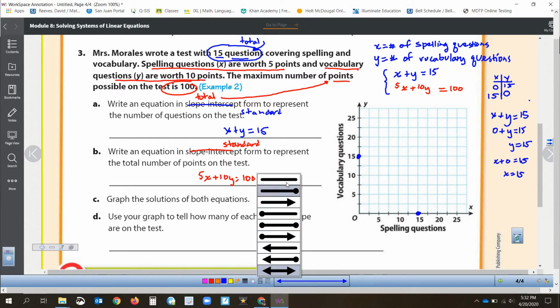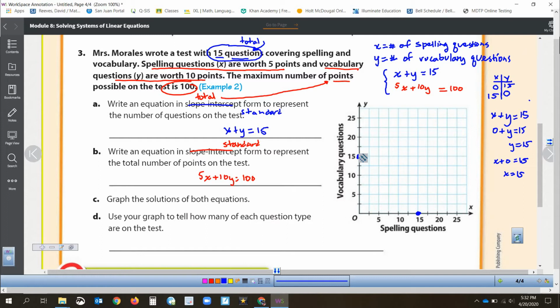Now I'm going to remove the arrows because this doesn't keep going. We're not going to have negatives in this problem. If I kept going down, that would make a negative number of vocabulary questions. And if I kept going this way, that would make a negative number of spelling questions, and we don't want that. So all of our answers are in between here.